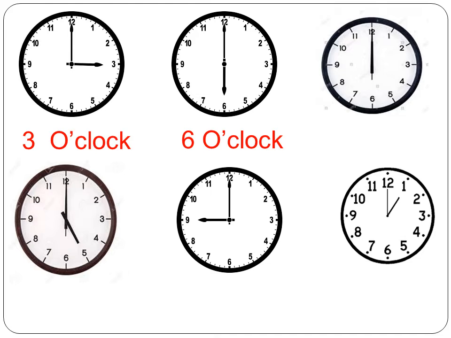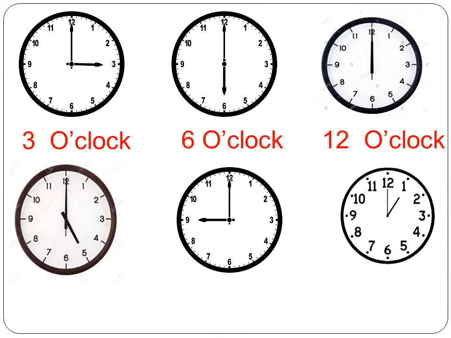Next one. Listen carefully. Here you can see only one hand, right? What about the other hand? Where is the other hand? So it is not seen. It is behind the long hand. That is the minute hand. So it is 12 o'clock. Next.